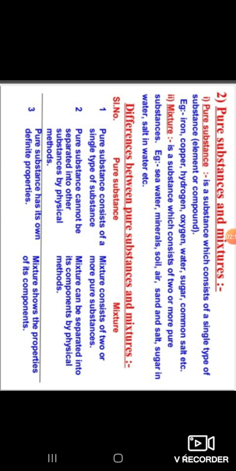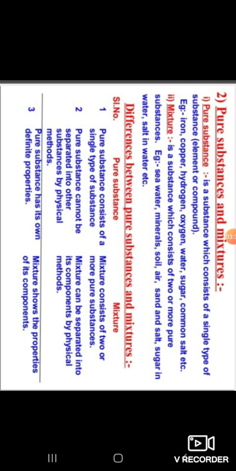When a scientist says that something is pure, it means all the constituent particles of the substance are the same in chemical nature. So what do we mean by pure substance? A pure substance is one consisting of a single type of substance. Elements and compounds are examples of pure substances.